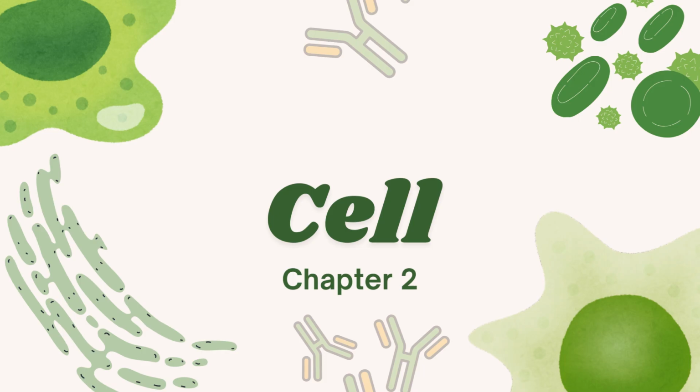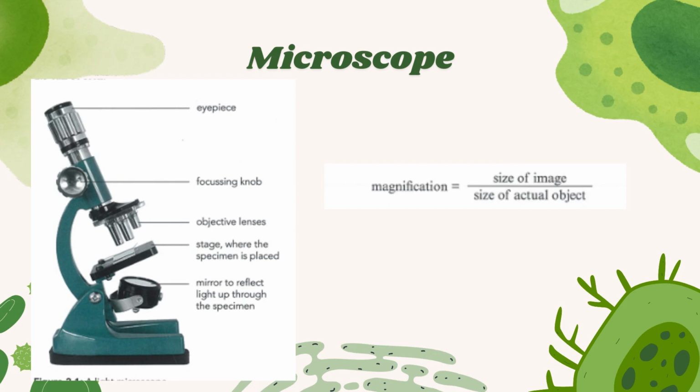So let's start. Today's lesson is Cells, Chapter 2, IGCSE Chapter 2 Cells. Before we discuss the cell, we have to know about the microscope. Most cells we can't see with our naked eye, so for that we have to use an instrument. The instrument we call a microscope.